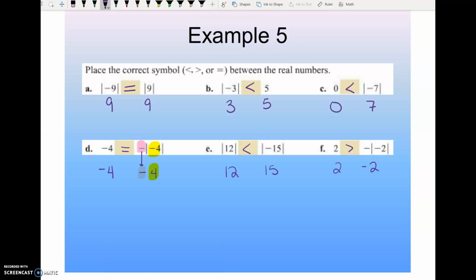A couple things to note here. In D, you've got -4 on the left, and you've got negative absolute value of -4 on the right. -4 inside the absolute value bars is going to become +4, but then the negative will drop down, and that will end up being -4. Same thing in F. The absolute value of -2 is 2, but then you drop that negative down, and that ends up being -2. So check those answers.